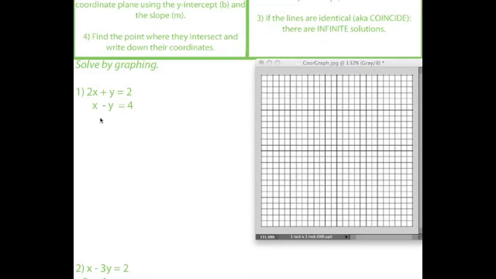So looking at our example number 1 right here, we have two equations, 2x plus y equals 2, x minus y equals 4. My suggestion is don't get overwhelmed by looking at both of them. Let's call this first equation A, and let's call this second equation B, okay? So let's just work on A and putting it in slope-intercept form.